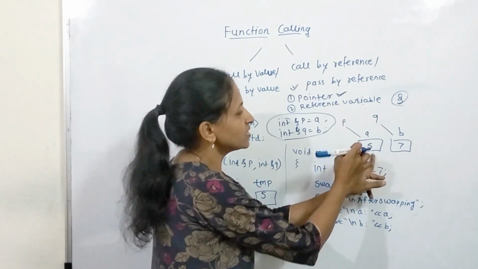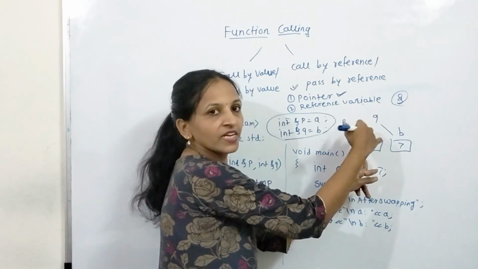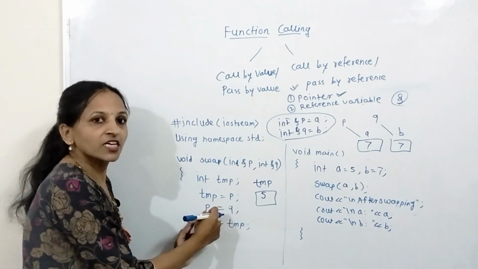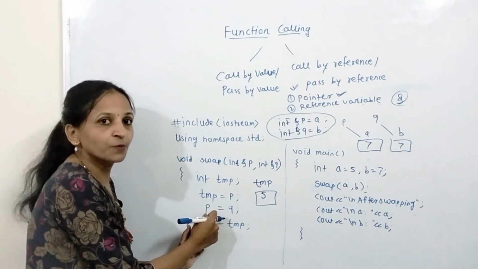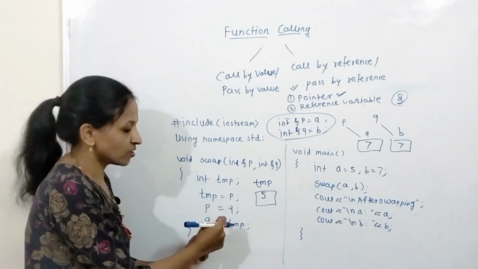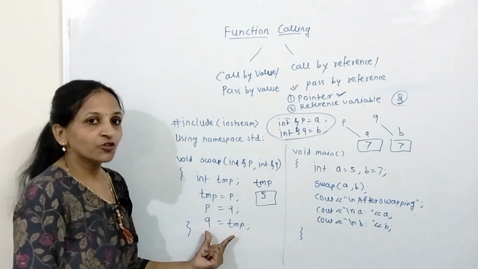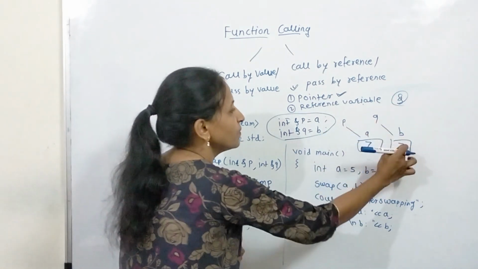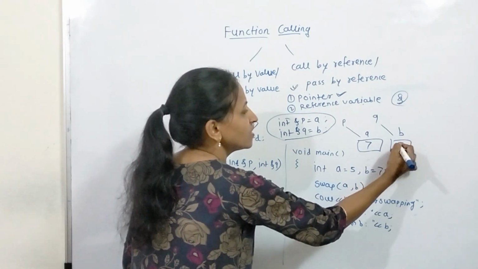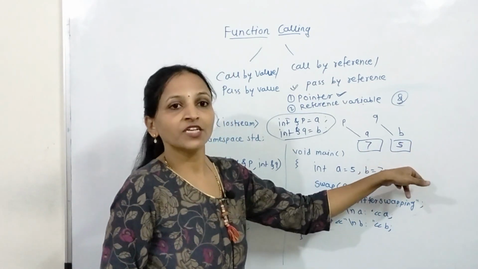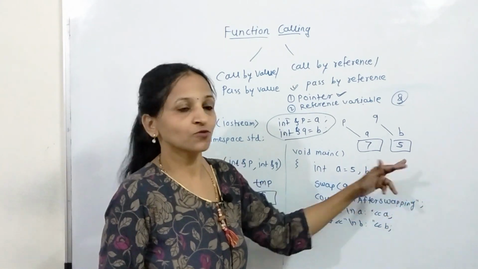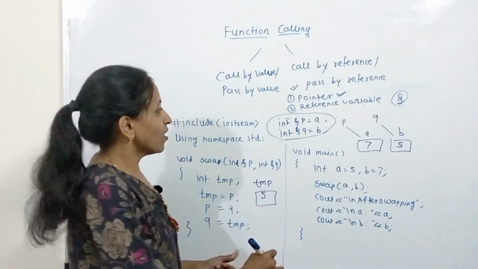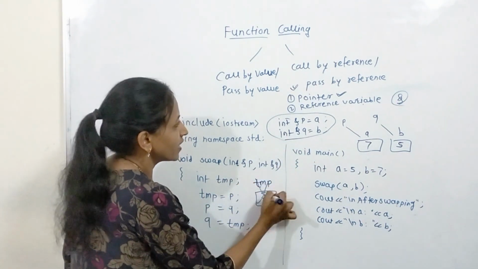P equals q. Now p means this one, is equal to q, so the value 7 will get assigned to p. Getting? See, always the right hand side value will get stored inside the left hand side variable. Always keep this in mind whenever you are using the assignment operator. Now q equals temp means inside q I want to store the value of temp. Inside q, meaning inside b, we are storing the value of temp, that is nothing but 5. Changes we are doing inside actual arguments using this reference variable concept. Getting? Now this will be erased from memory.